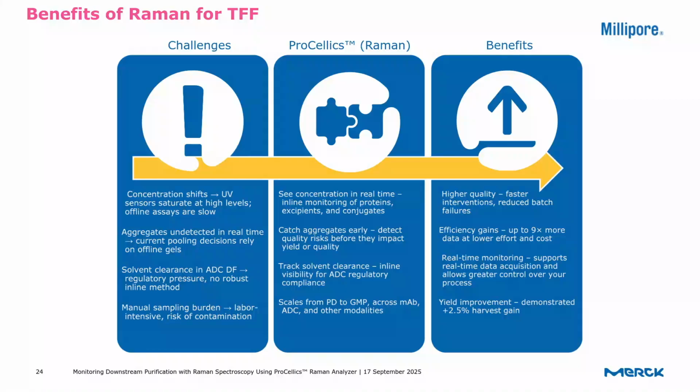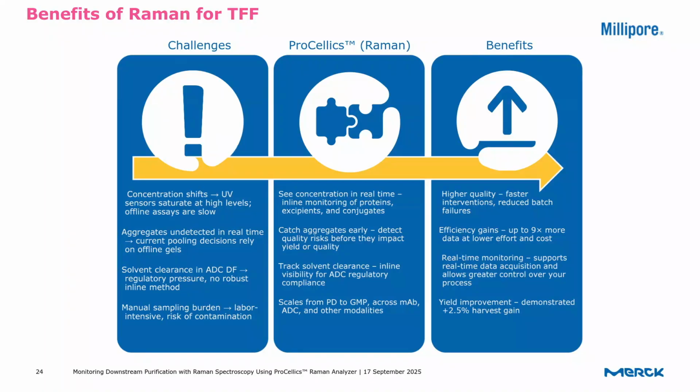So how we see Raman being a fit to meet these challenges is it can measure proteins, excipients, and conjugates in line. It can also detect aggregates early, so you can tune it to measure aggregate levels as well. You can also tune it again to track solvents. You'll be learning about more of the specifics now in our next talk, and then it can be used across scales, all the way from PD to GMP and across a variety of different modalities.